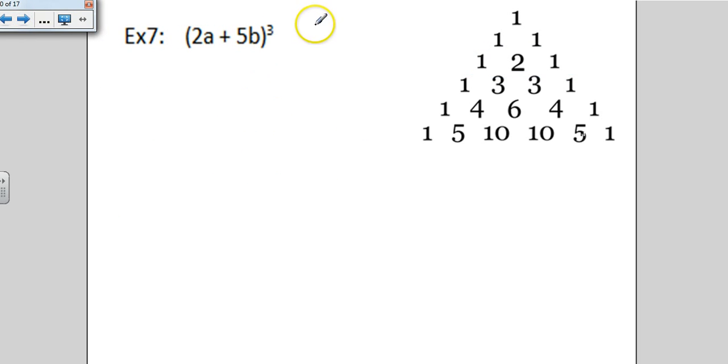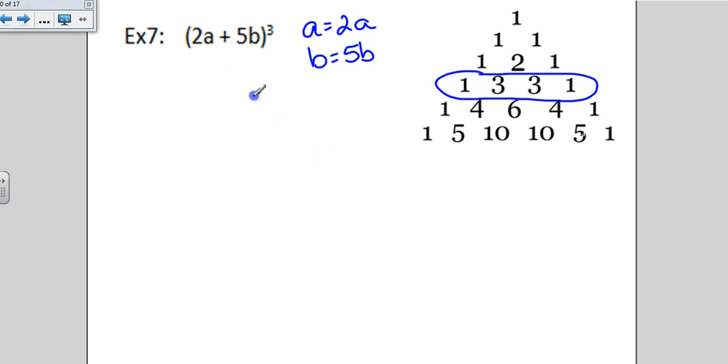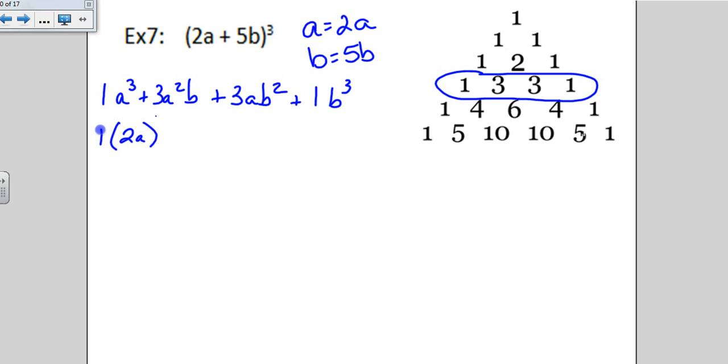Okay, example 7. A in this case is a 2a, and B is a 5b. And we're cubing it this time, so you're going to be using the fourth row in Pascal's triangle. So the formula, remember, was 1a to the third plus 3a squared b plus 3ab squared plus 1b to the third. So filling all that in, I get 1 times 2a to the third plus 3. Now a squared would be 2a squared times another b, which is 5b.